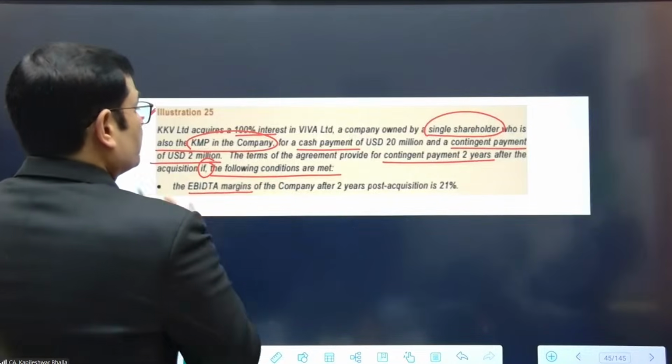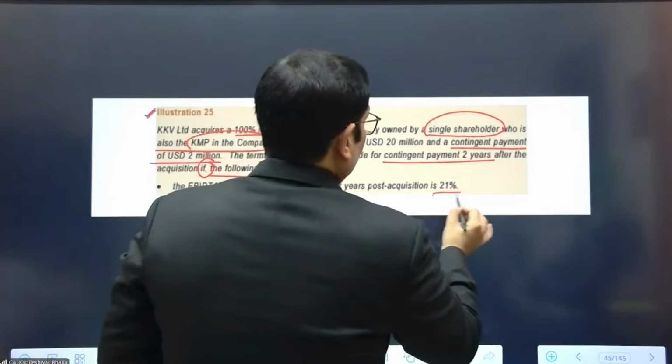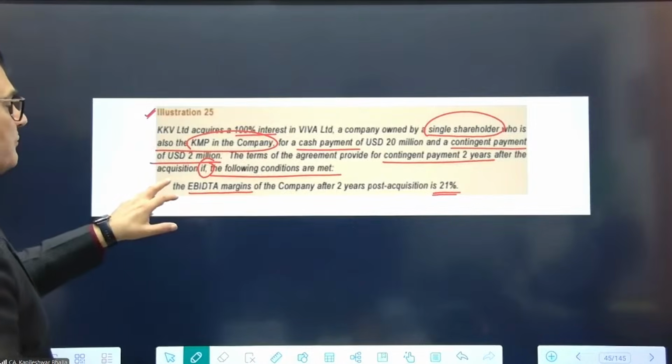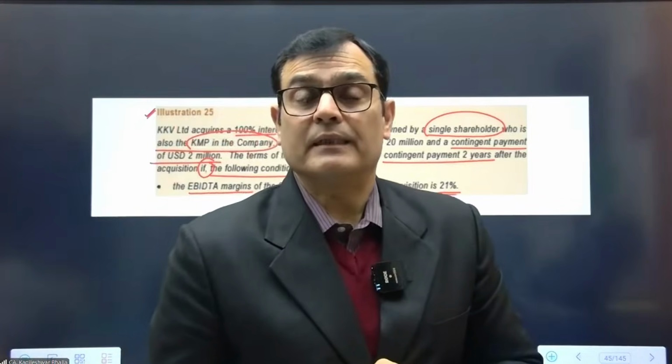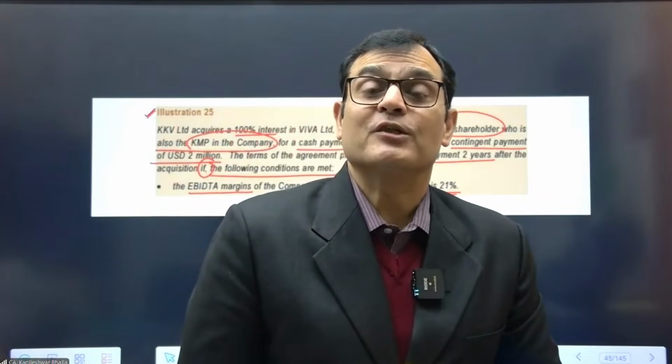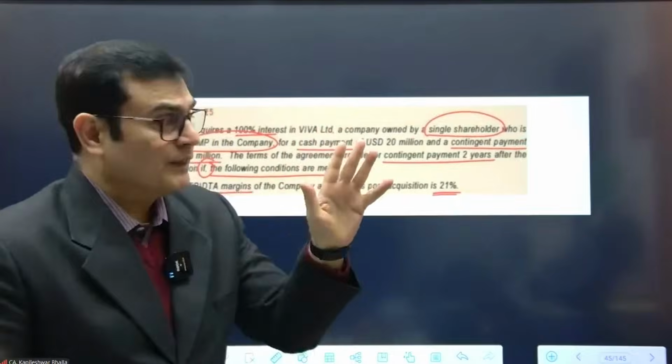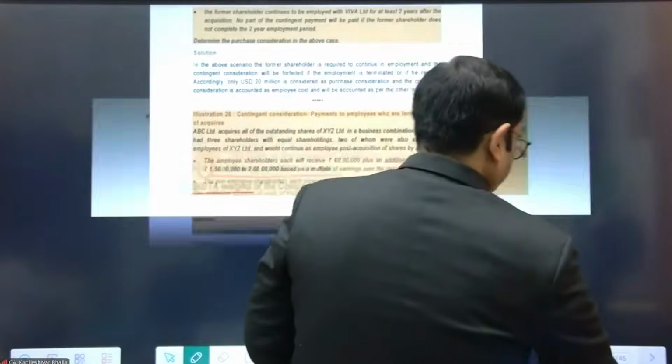The EBITDA margin of the company 2 years later is 21%. Now, am I asking him to serve my company? No, I'm not asking him to serve my company. So what do you think? Is it CCE or a CCS? The payment is in the future? Yes. And in this case, it is dependent upon conditions. Yes, the condition is not a future service, but it is meeting some EBITDA margins. So that's right. It is CCS.